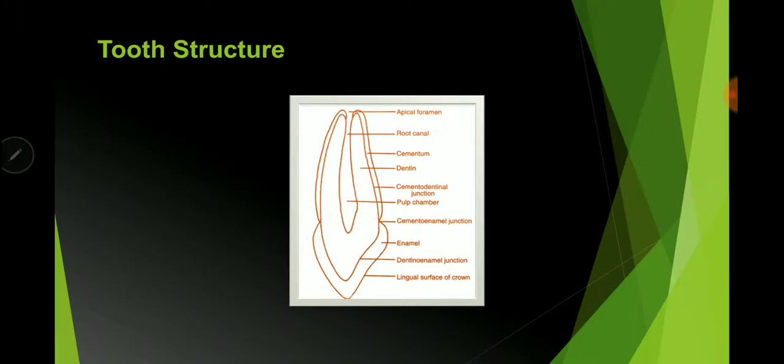So this is a lecture on tooth structure and the anatomy of the pulp and the roots. We have to know what kind of structures are found in the root and the pulp area of the tooth. This photo shows the apical foramen. This is the anatomical apex, and you have the root canal, cementum, dentin, the CEJ, the cementodentinal junction (CDJ), and the pulp chamber. Here you have your CEJ, your enamel, your dentino-enamel junction, and they're showing the lingual surface of the tooth.